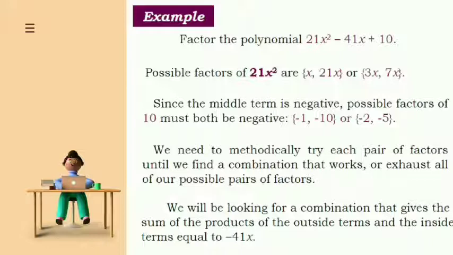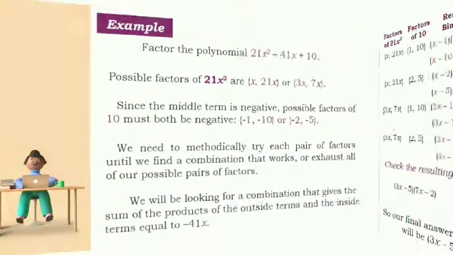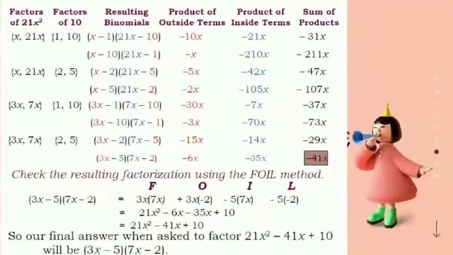We need to methodically try each pair of factors until we find a combination that works, or exhaust all of our possible pairs of factors. We will be looking for a combination where the sum of the products of the outside terms and the inside terms is equal to negative 41x. Now here is what happened. You may pause this video and look at what happened, or the answer.